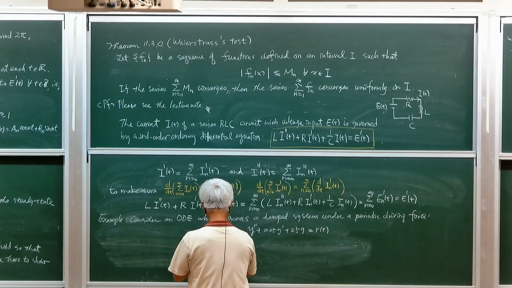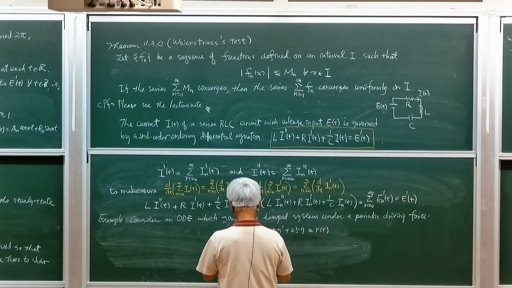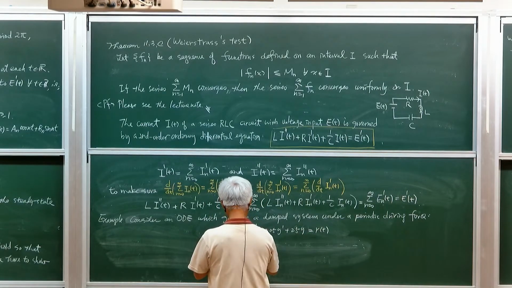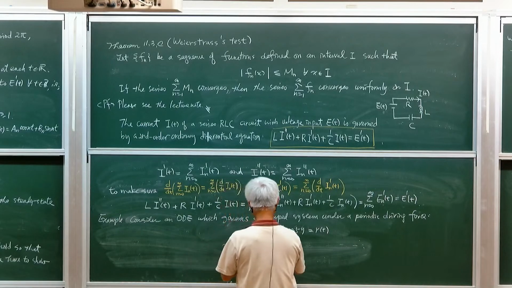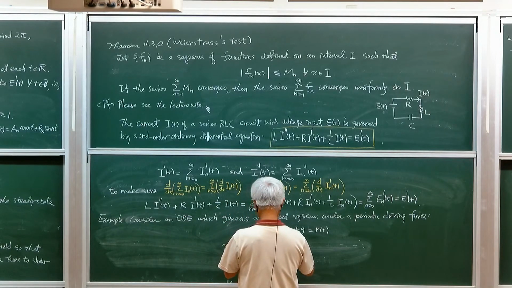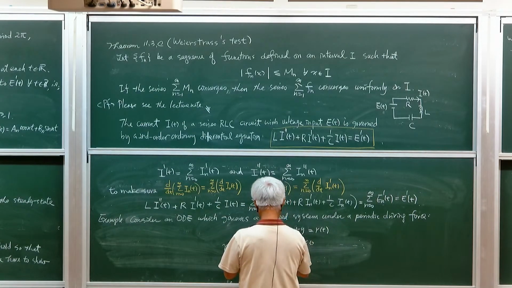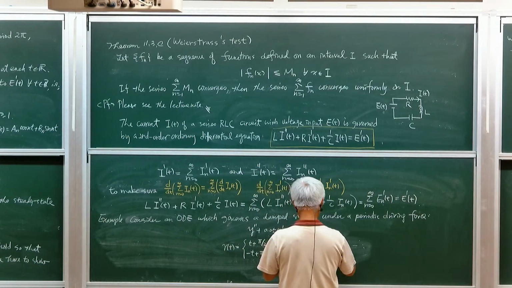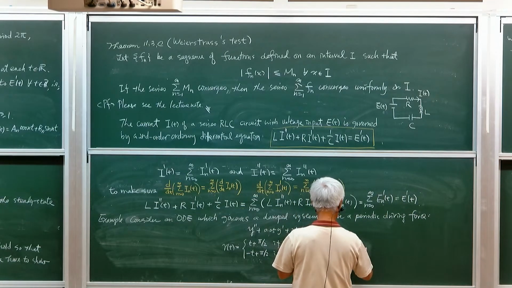And here the R of T, the driving force, is T plus pi over 2 minus T plus pi over 2, if T is between minus pi and 0, and between 0 and pi. And the driving force has period 2 pi.